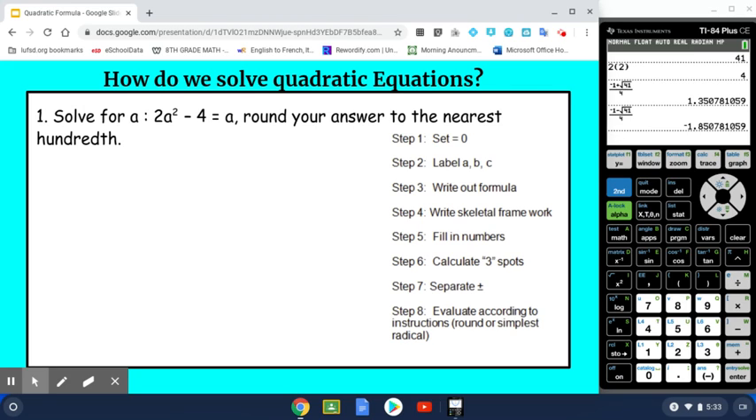Right, so now we're going to work on the next two problems. Number one says solve for a, and we have 2a squared minus 4 equals a. Round your answer to the nearest hundredth.